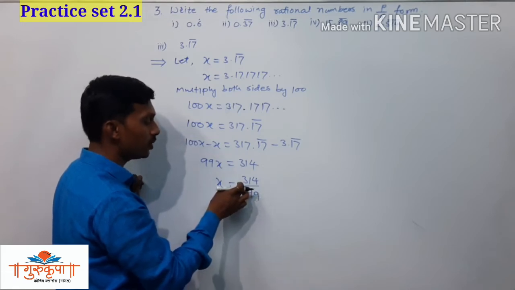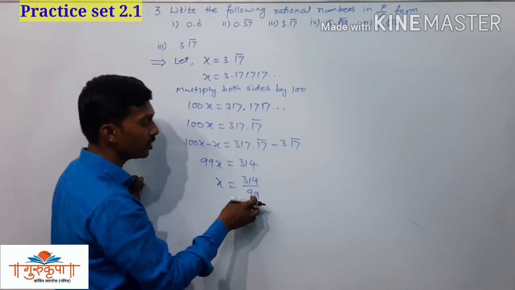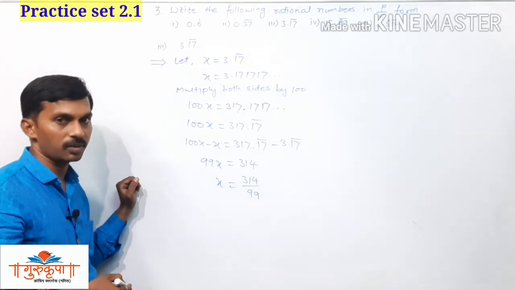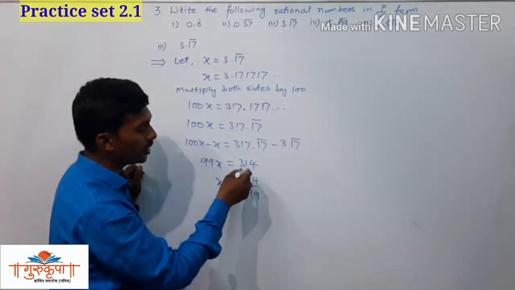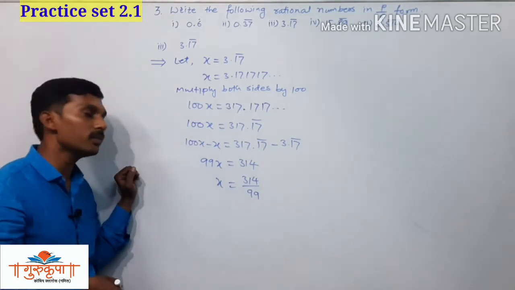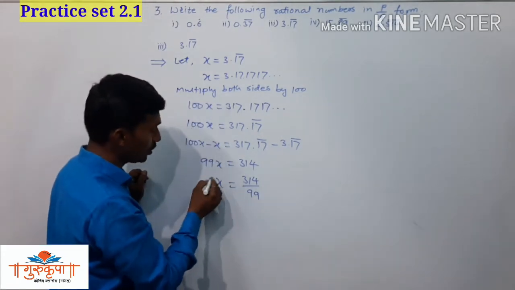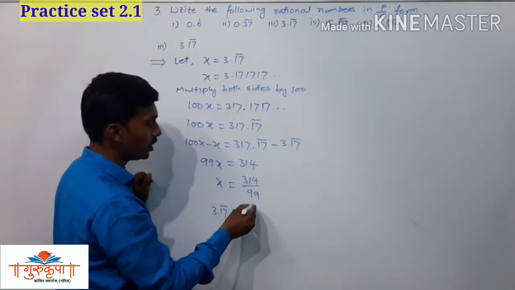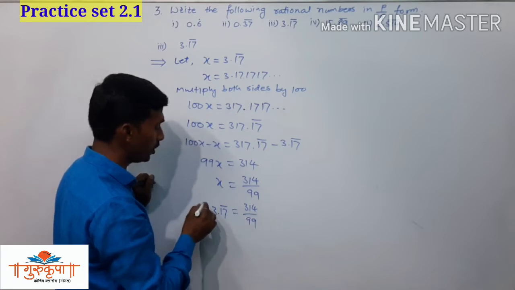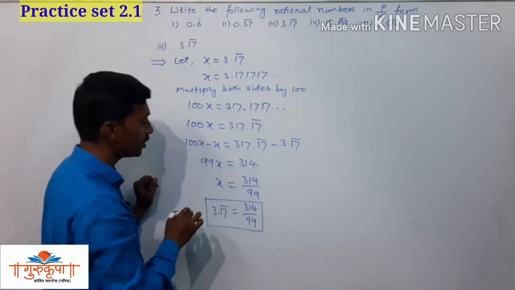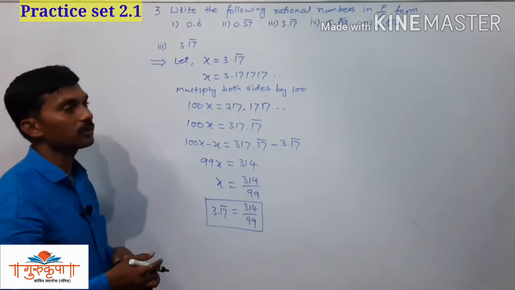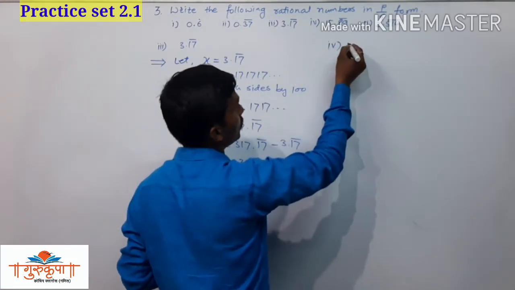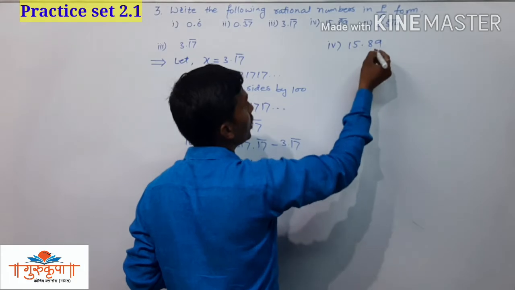And if it is possible to divide numerator and denominator by the same number, we have to divide it, since the ratio is always written in the simplest form. But here it is not possible to divide 314 and 99 by any number, so our final answer is, in place of x we write 3 point recurring 17, it is equal to 314 upon 99. So this is all about the example number 3. Now example number 4. Here we have example number 4, that is 15 point recurring 89.